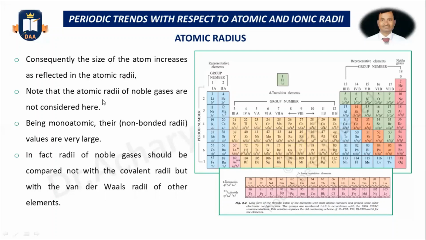Note that the atomic radius of noble gases is not considered here, because these noble gases are all monoatomic gases. That means for helium it is He, not He2. Being monoatomic, the noble gas non-bonded radius values are very large. In fact, the radius of noble gases should be compared not with the covalent radius but with the van der Waals radius of other elements.